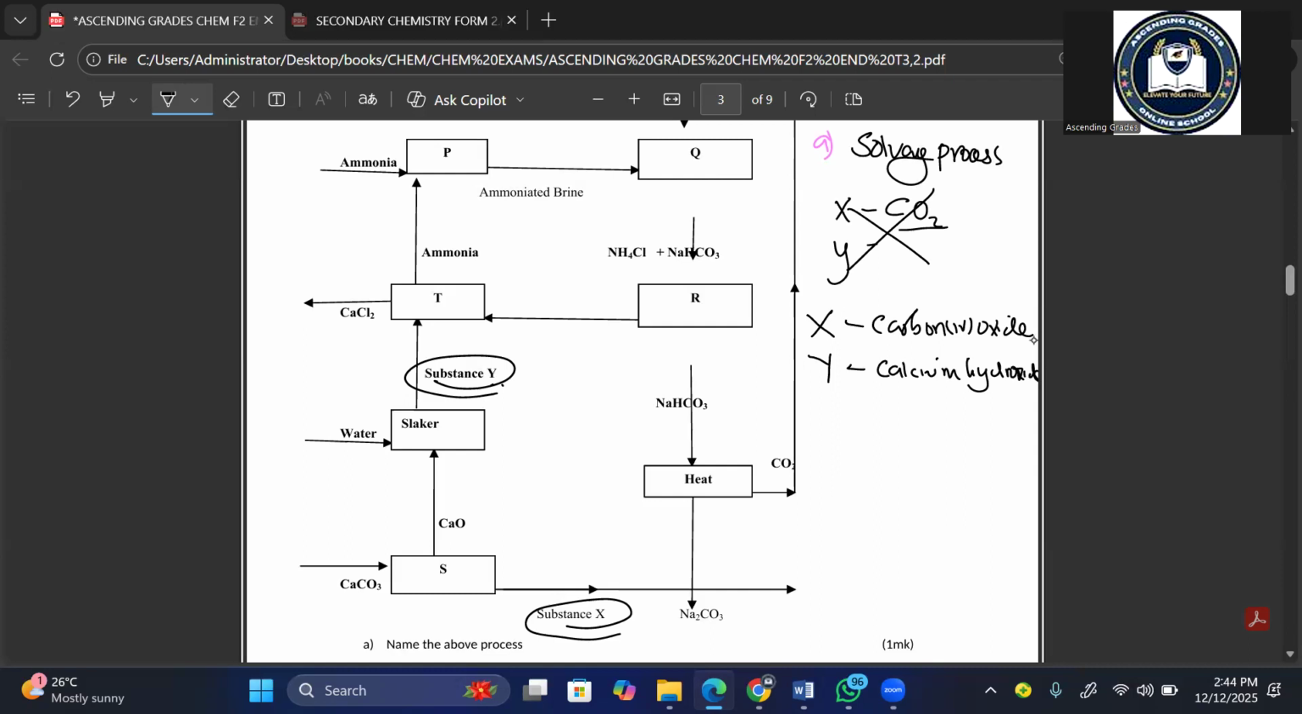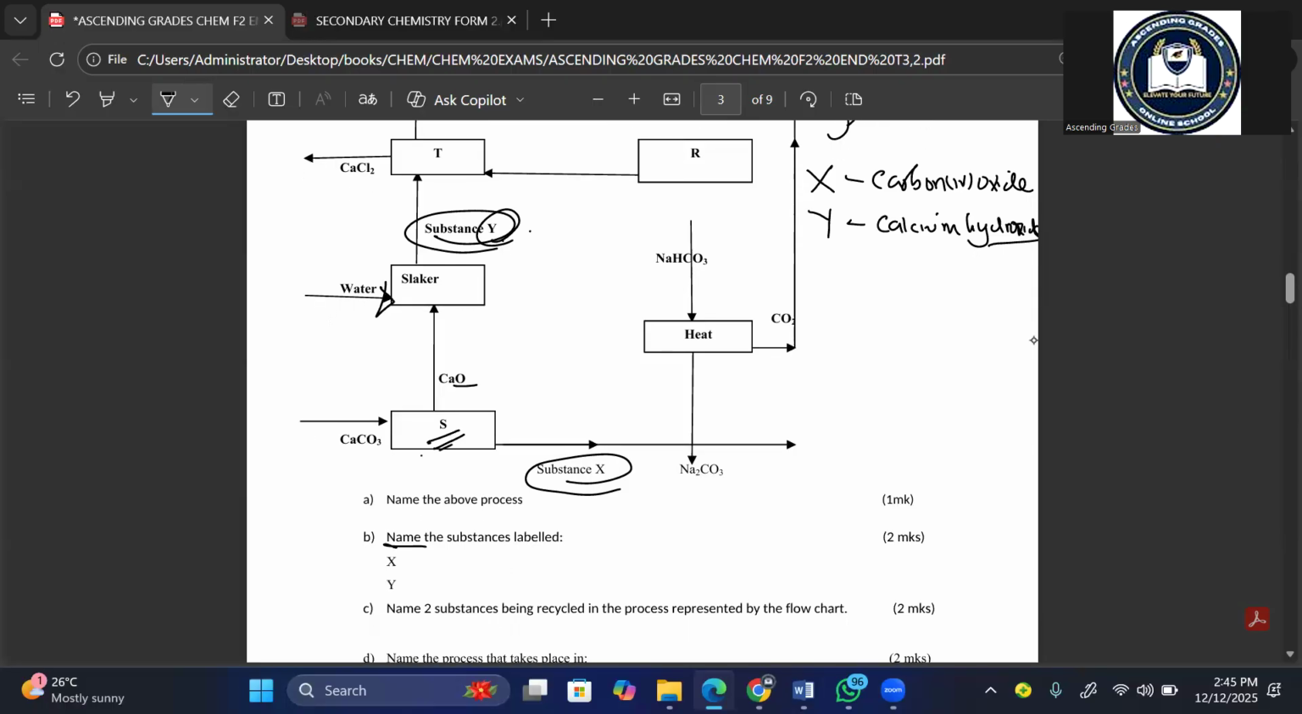You can see where our Y is. So from S, here we had some serious heating, and that is thermal decomposition. That is why we produce carbon (IV) oxide. Then to produce Y, we add water to the calcium oxide so that we can produce calcium hydroxide.